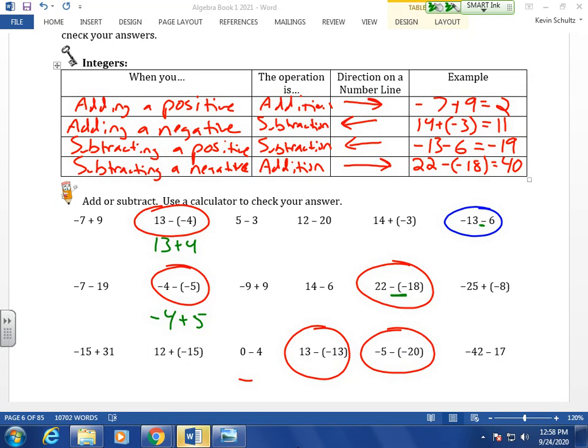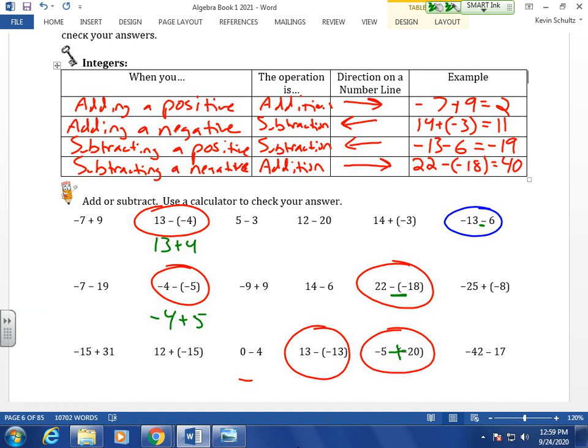Any questions on integers? As long as you remember that the first number tells you where on the number line you're starting, and then what's in between identifies the operation and which direction you go, you should be fine. Yes? I noticed for the last one, if there are two negatives in the other parentheses, if you look at it closely, it kind of looks like an addition sign. Sure. If you want to superimpose a plus here, negative 5 plus 20, that works out well.